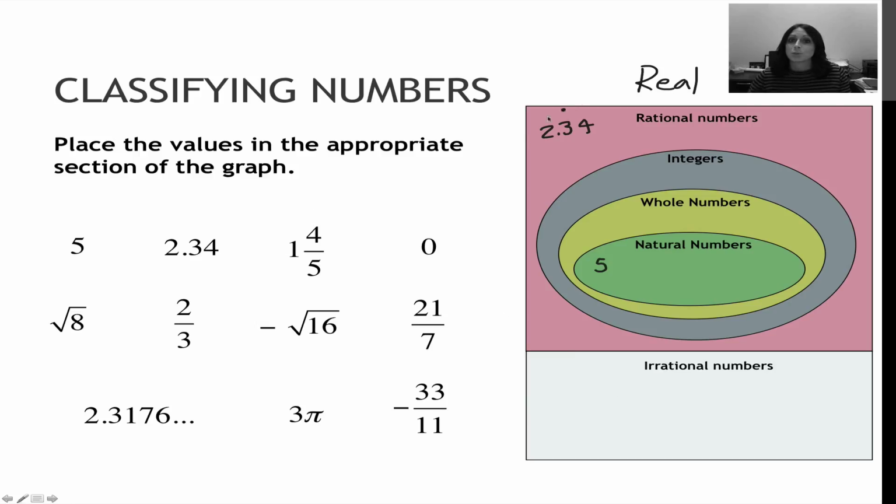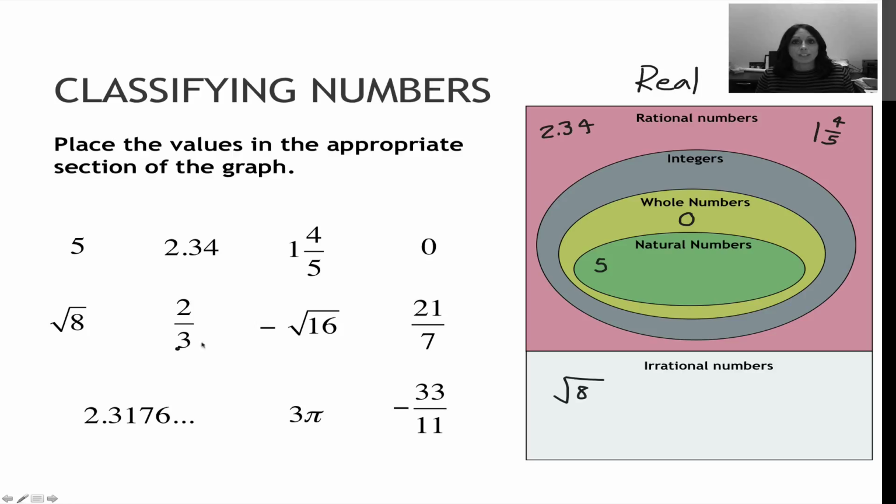1 4/5, that one's pretty easy because it's already a fraction, and rational means it can be written as a fraction. And again, it's not a whole number, or a positive or negative whole number, which means it's not natural, whole, or integer. 0 is a whole number. So remember, whole numbers are all of the natural numbers plus the number 0. So 0 and the counting numbers. So 0 would go right there in whole numbers. To classify, we'd say it's whole, integer, rational, real. Radical 8, if you take radical 8 in your calculator, it's not a pretty number. That number would go here in the irrational numbers.